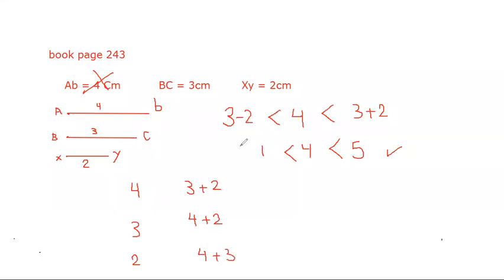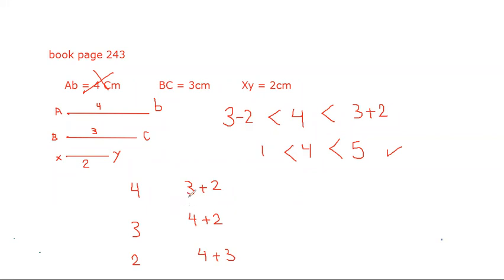I said that we have 2 different methods. The inequality is the first method. The second method, to know if we can draw a triangle or not, we will choose one side and add the other two. So we choose 4, and then add 3 plus 2. We choose 3, and then add 4 plus 2. If we choose 2, it will be 4 plus 3.